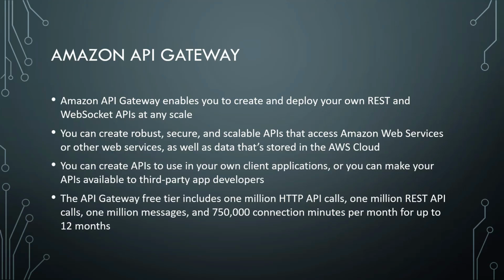So what is an API gateway by Amazon? It is a serverless service which enables you to create and deploy your own REST and WebSocket APIs at any scale. You can create robust, secure, and scalable APIs that access AWS or other web services as well as data that's stored in the AWS cloud. So, for example, if you want a REST service created on top of your S3 data, or on top of your CloudWatch logs, if you want some custom data extracted from those logs, you can do that.